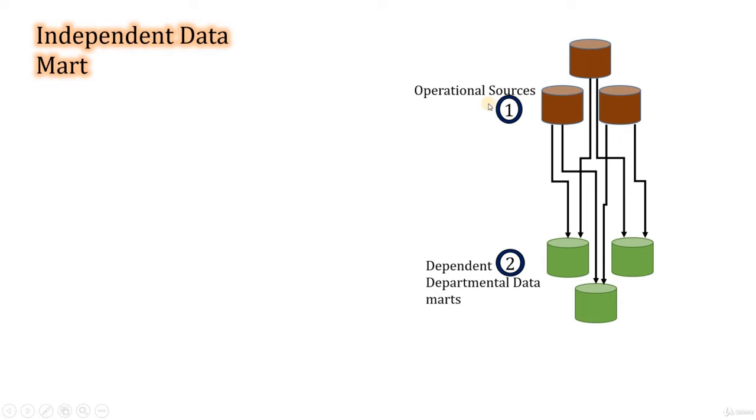As you can see here in the picture, with the operational sources, you are creating the data mart directly. You're taking some of the data from this operational source and from this source, and you're populating it here. This way you're creating the data mart by directly accessing data from the operational sources.